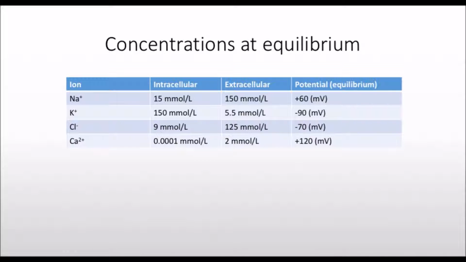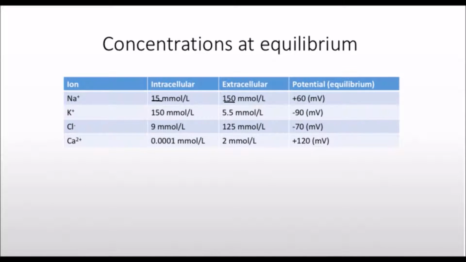Here I have some, we'll call them rounded concentrations of intracellular and extracellular. So intracellular 15, extracellular 150, and you'll know that the log base 10 of 150 over 15 is equal to 10, so log base 10 of 10 is 1, and when I multiply by my constant of 61.5 or 60, I get 60.